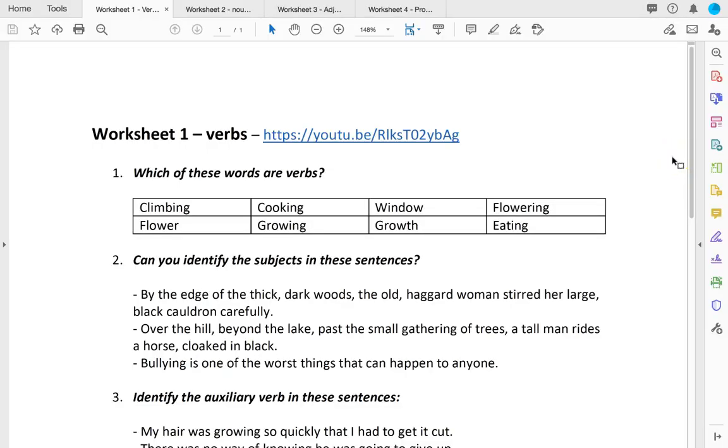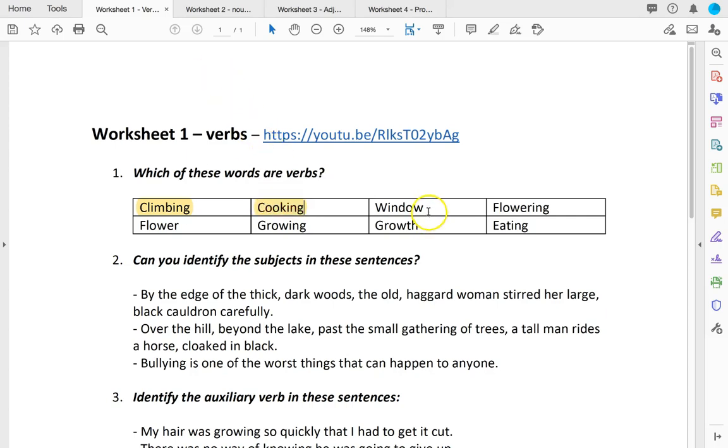Worksheet number 1, verbs. Question 1, which of these words are verbs? So remember from our video, verbs are words of action, doing or being. So what we're looking for here is something happening. And we can see straight away that we've got one here, climbing. We've got cooking, is a verb.